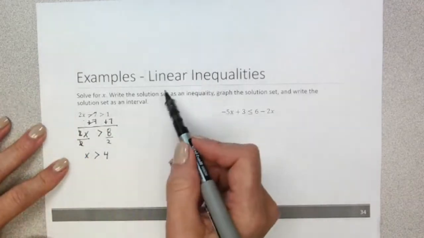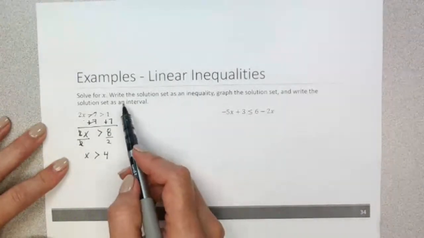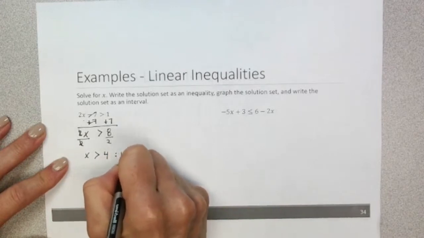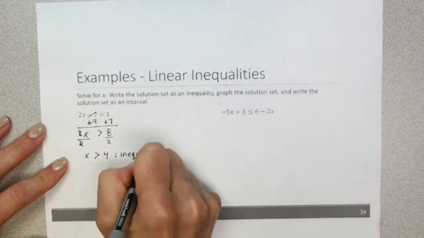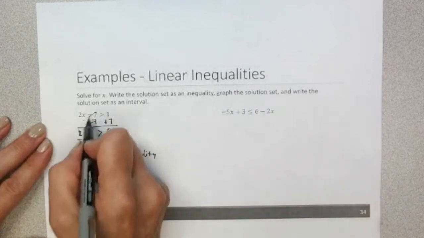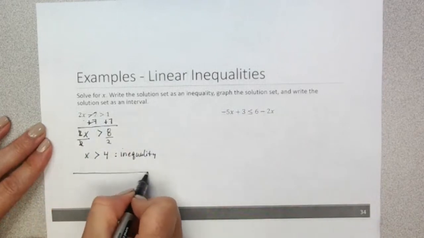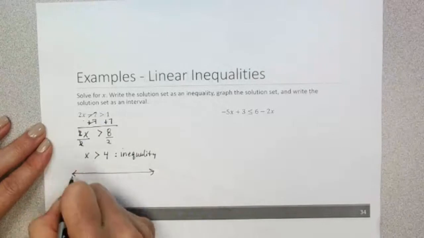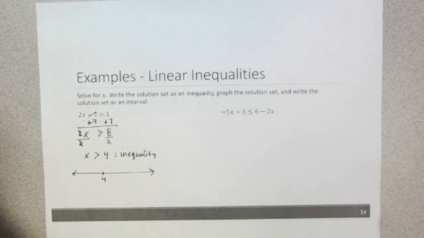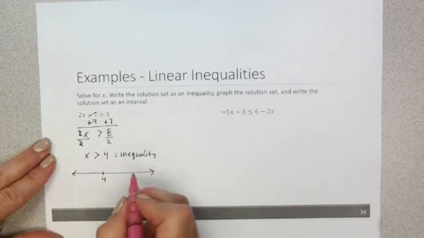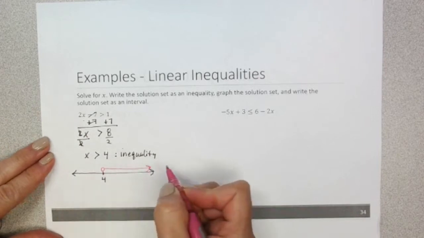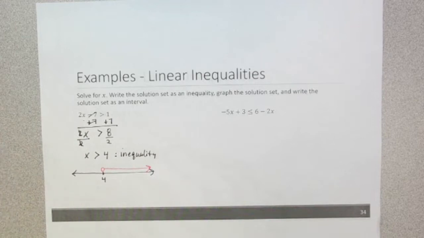The instructions here are also asking us not only to write the solution set as an inequality, that's this one here, but also to graph that solution set and then write that solution as an interval. The graph of x is greater than 4 will look like this. We'll say 4 is right here. So the graph is going to be all values greater than 4, but it's not greater than or equal to, so we need to use the open circle. So that pink line there is the graph of x is greater than 4.